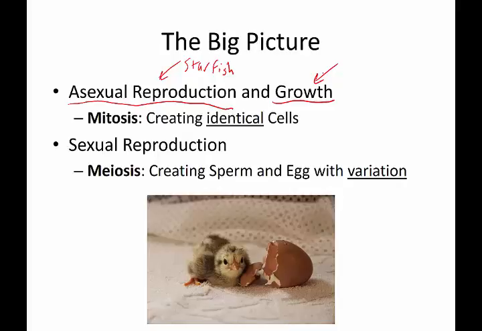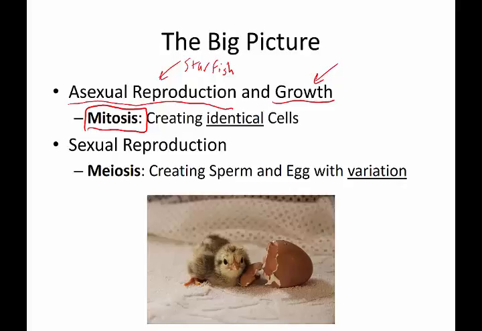And this specifically is in regards to multicellular organisms. So all multicellular organisms grow throughout their lifespan. Asexual reproduction and growth are all due to the process of mitosis. Mitosis is all about creating identical cells. As I said with the starfish, you have clones of each other. So mitosis creates identical cells.